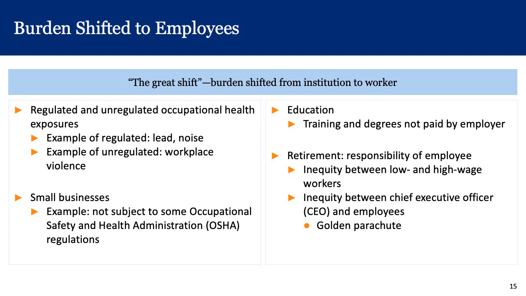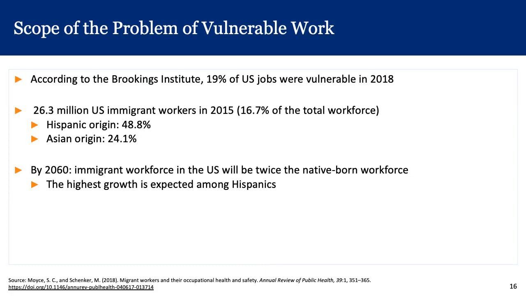There's a great inequity between low and high-wage workers, where we're seeing the CEO receive a golden parachute when they retire, and the employees, when they're laid off, getting little to nothing in the way of compensation. So, the scope of the problem of vulnerable work. According to the Brookings Institute, 90% of U.S. jobs were vulnerable in 2018.